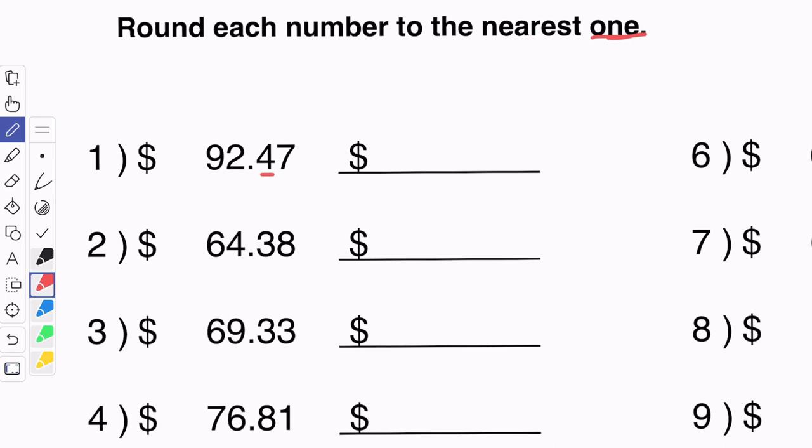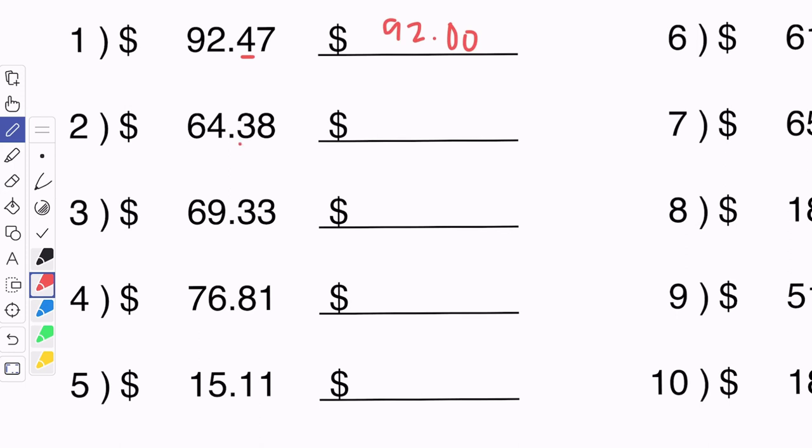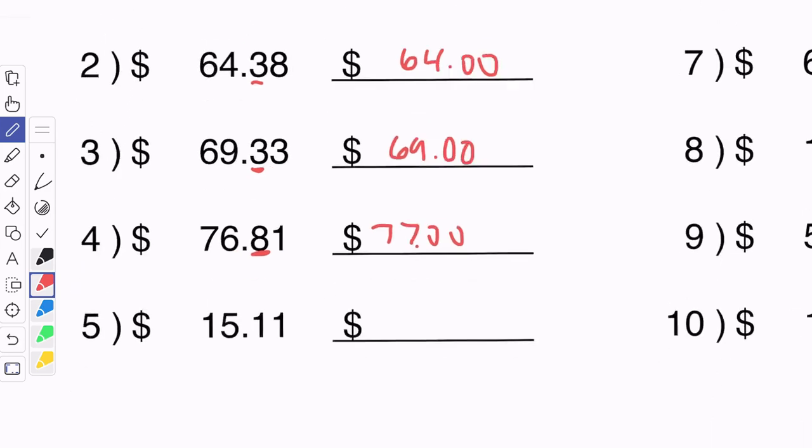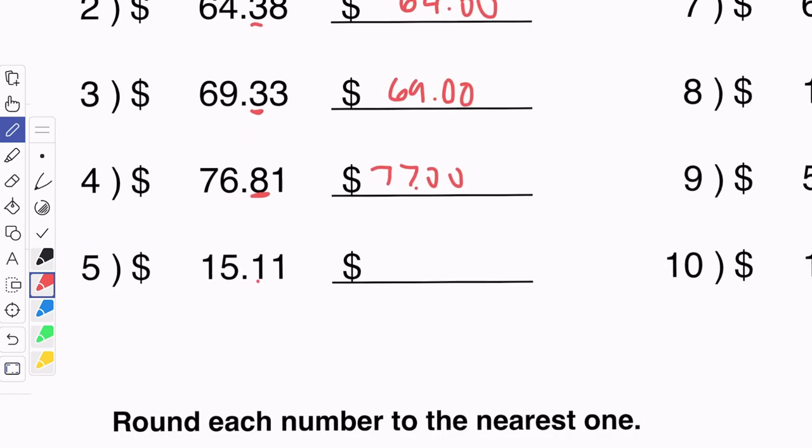Since this is a 4, we're just going to go like that. It's a 3. We're not going to change anything except change that to zeros because we're going to be rounding down. We're rounding down again here. We're rounding up this time, so 76 is going to be changed to a 77. That's a 1, so we're gonna leave it at 15.